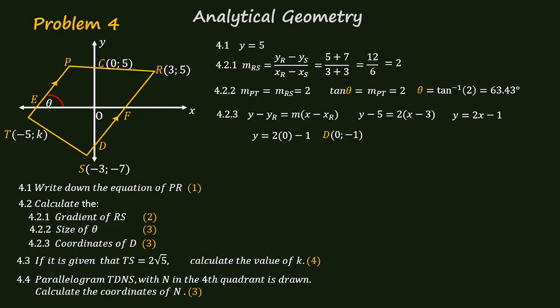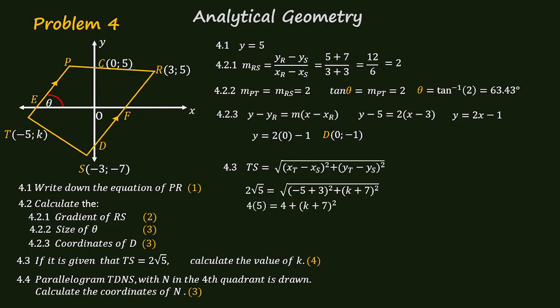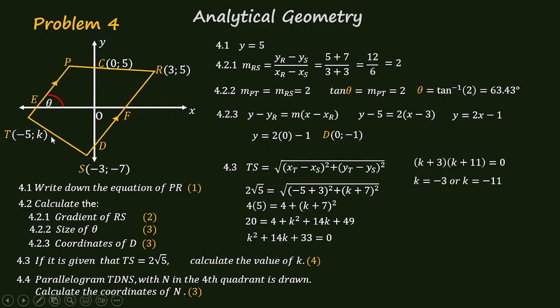4.3. If it is given that TS is 2 times the square root of 5, calculate the value of K. We have been given the length of TS, or the distance of TS, and we are required to find the value of K. So we can use our understanding of the distance formula and substitute what has already been given to us, and then if we simplify this, we should get the value of K. So K is minus 3 or minus 11.